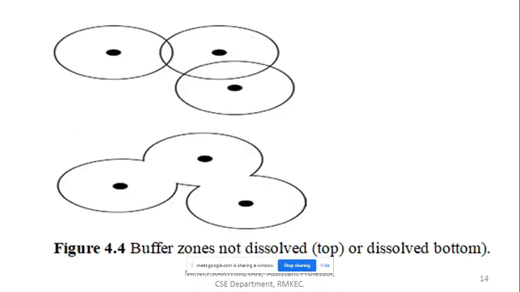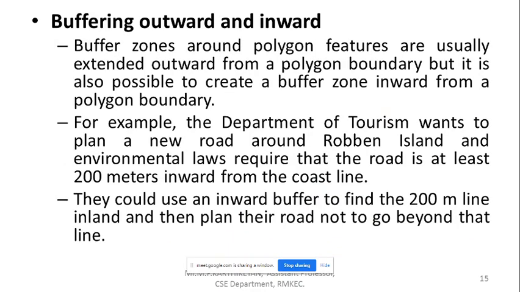So this is about the buffering process. You can see how the point area is being buffered, and the nearby areas are merged together, those kinds of things. And now we will go to the overlaying process.